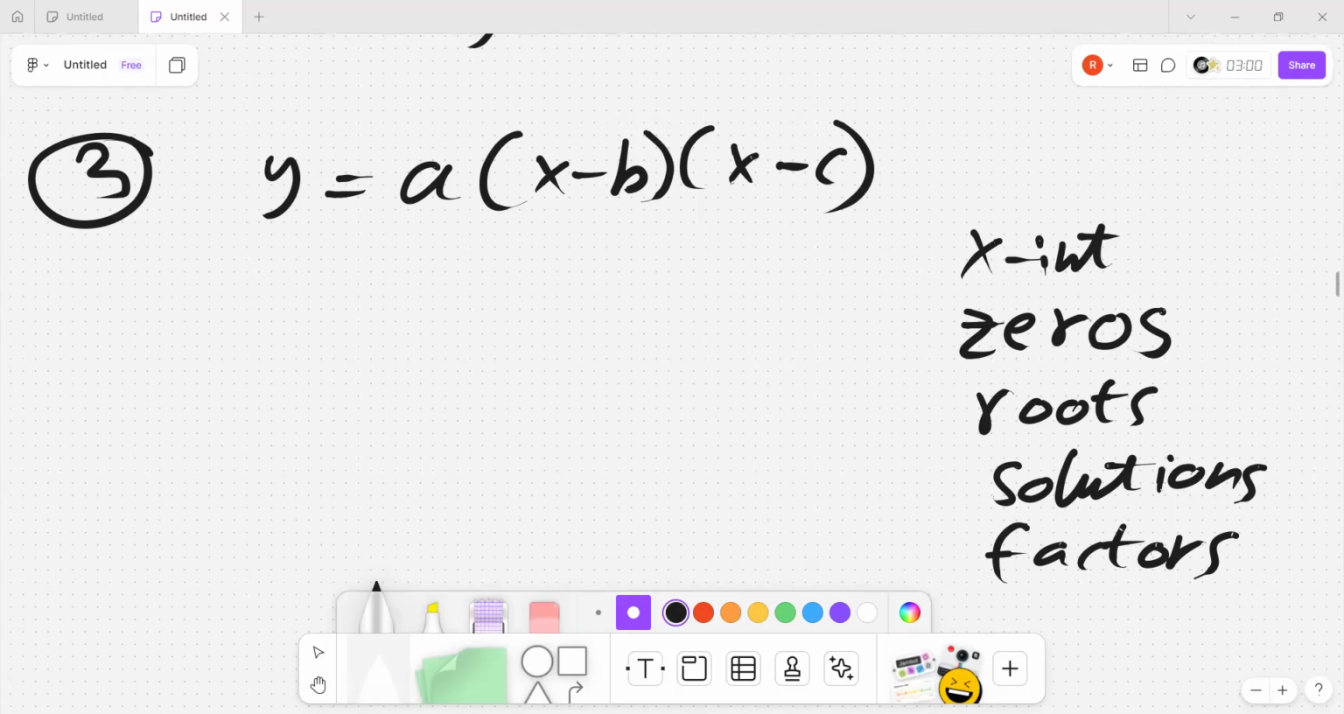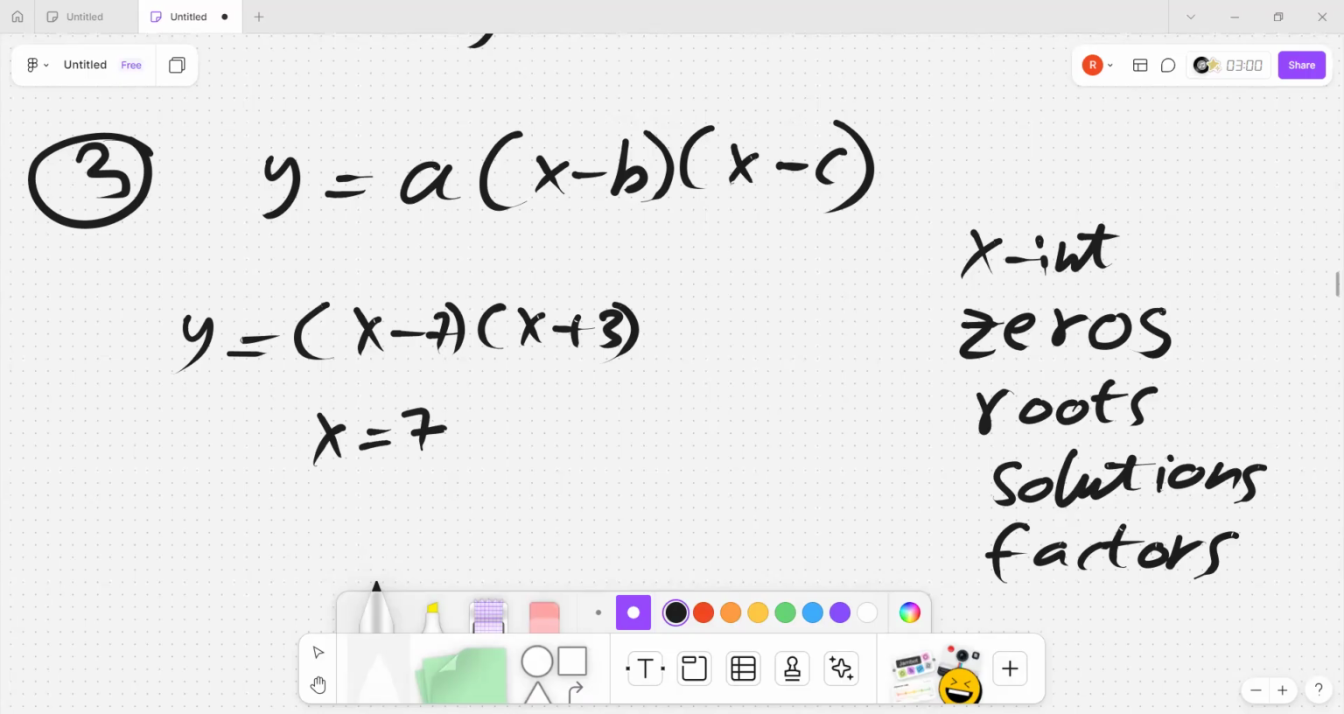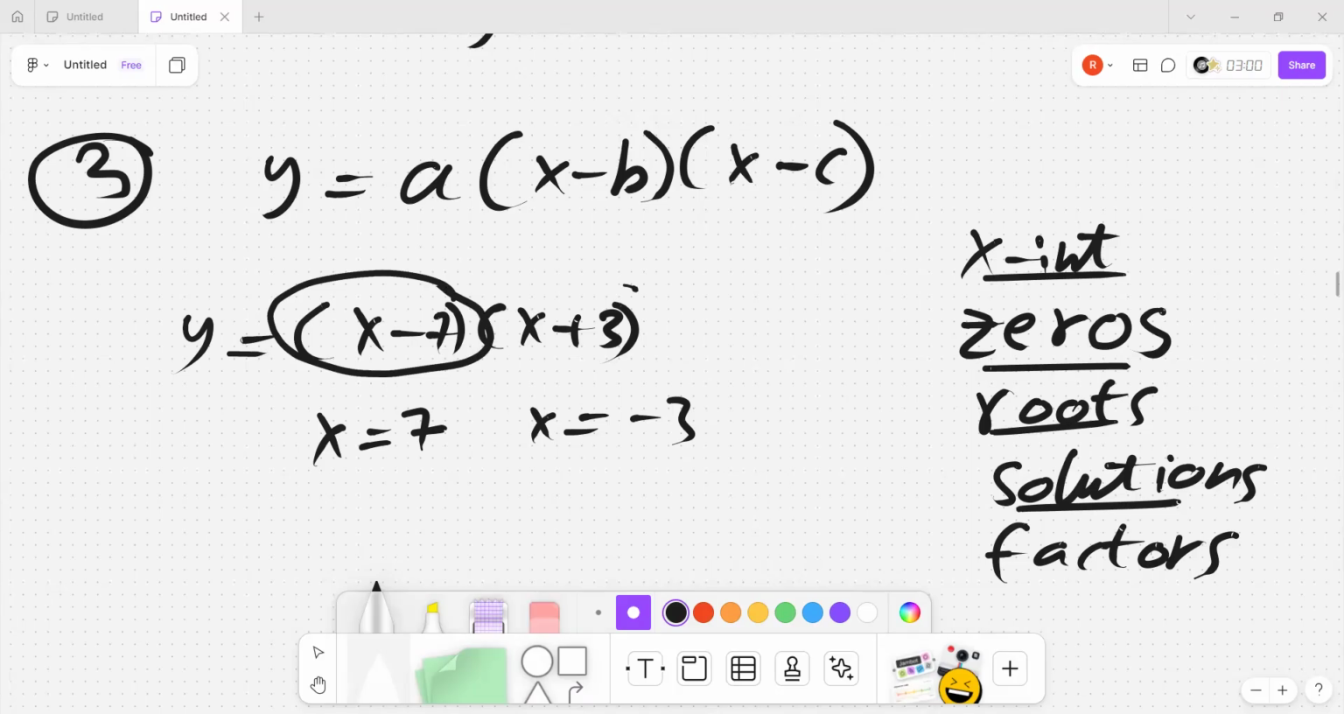For example, y equal (x minus 7)(x plus 3). That means our x-intercepts will be x equal 7, x equal negative 3. Each bracket we make equal to 0 and solve to find x. So the value of x we find is our x-intercept. So 7 is an x-intercept or zero or root or solution of this equation. And the x minus 7 itself, or x plus 3, is a factor of this equation.